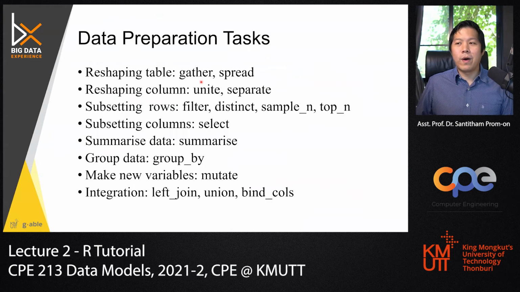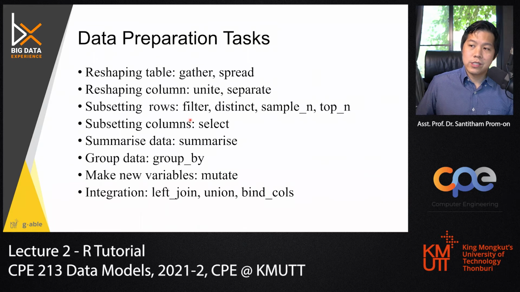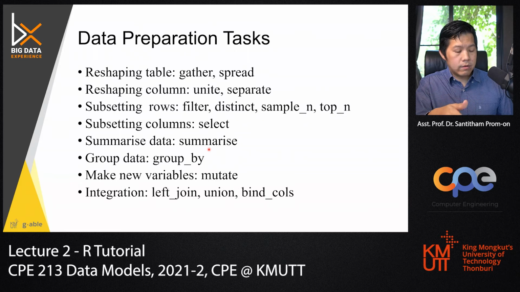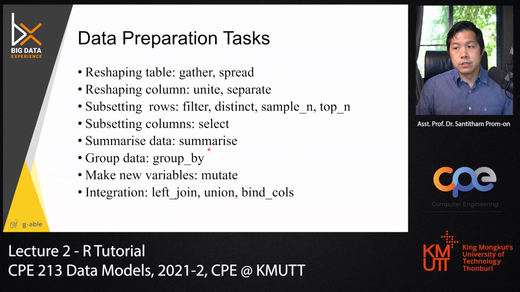So you can use pivot wider and pivot longer, or gather and spread. You can reshape columns into multiple columns or combine them, which is unite and separate. Then you can subset rows and columns, with functions called filter, distinct, and sample. These are the functions that modify the number of rows. You can use select to select a subset of the columns. And then you can summarize them with group by and summarize. This works like SQL, where you have group by and then an aggregate function. Group by and summarize work similarly in Python as well. And you can create a new variable using mutate, and use left join, right join, inner join, binding functions, and union functions.